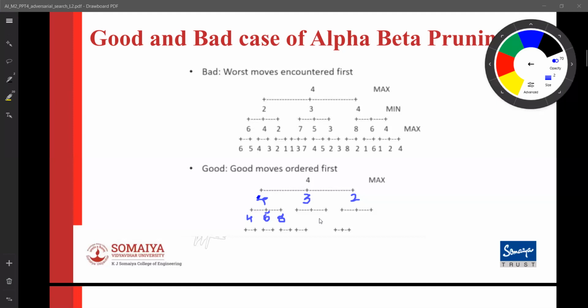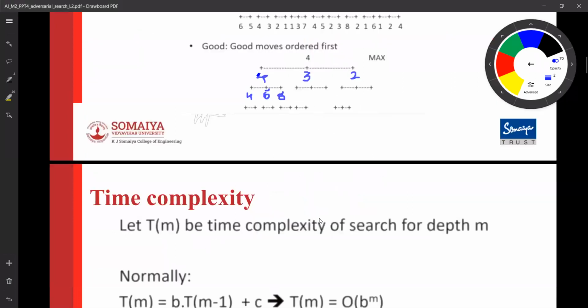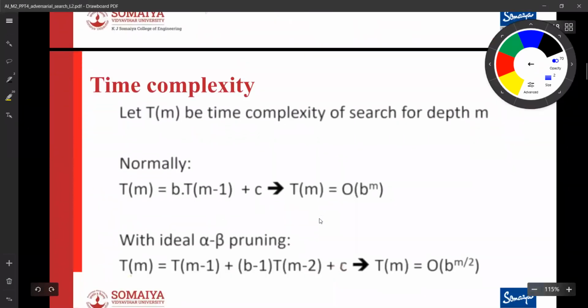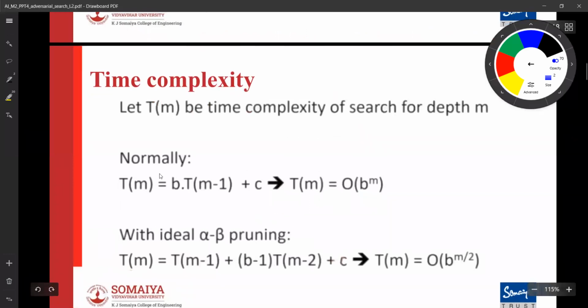And the answer to that question: first, write a recurrence relation for the simple min-max search, which is a depth first search, with branching factor b and depth m. That we will see in the next slide. This is what we are talking about, the time complexity. Normally, if we are talking about a min-max search algorithm, or we can talk about the depth first search algorithm.